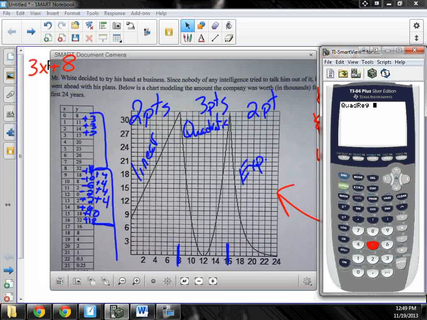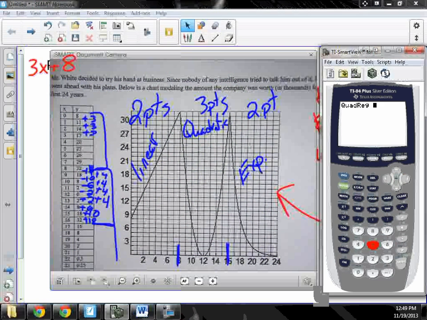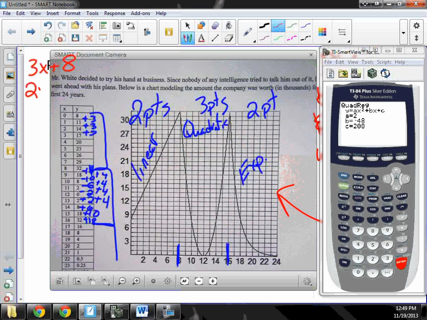And this should be 2x squared, and then who knows what comes after that. So, function here, 2x squared minus 48x plus 288.